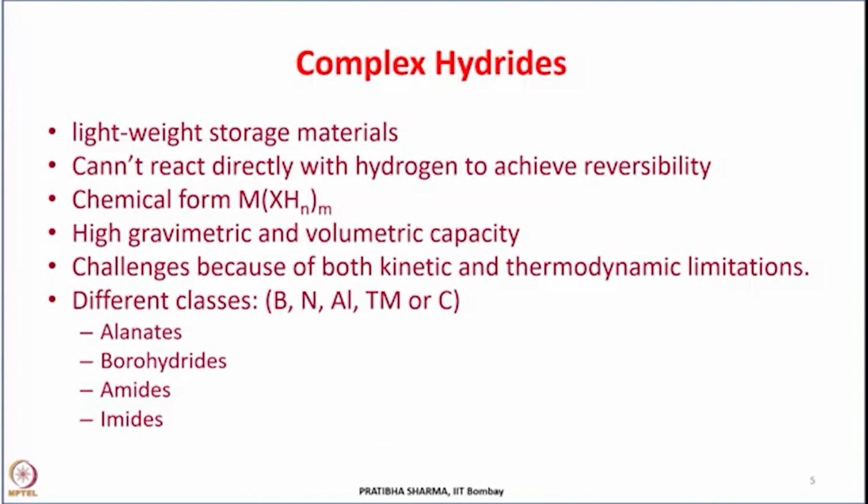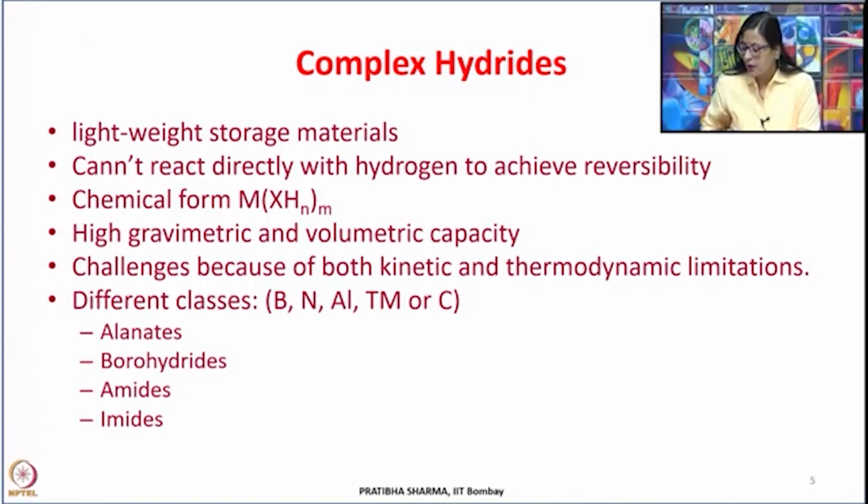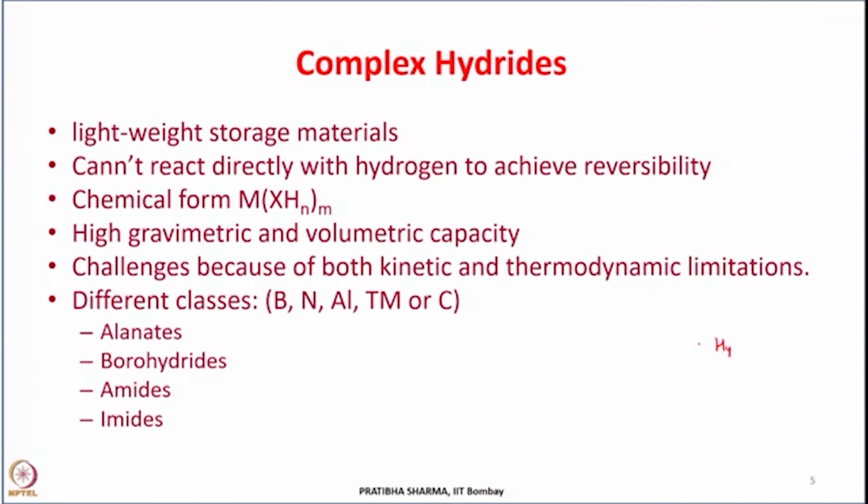Now, another class of such materials which can be used for hydrogen storage are the complex hydrides. In the complex hydrides, the hydrogen is covalently bonded with another metal or non-metal, and this forms an anion, and then it is bonded with a metal cation.